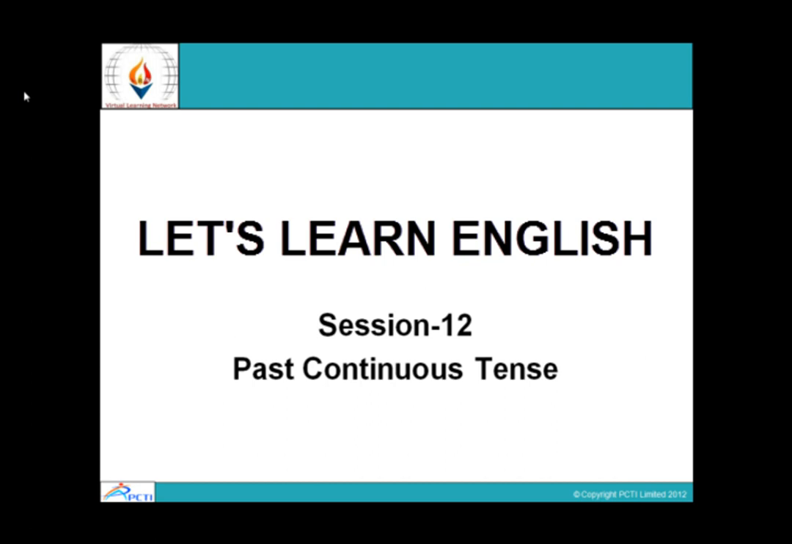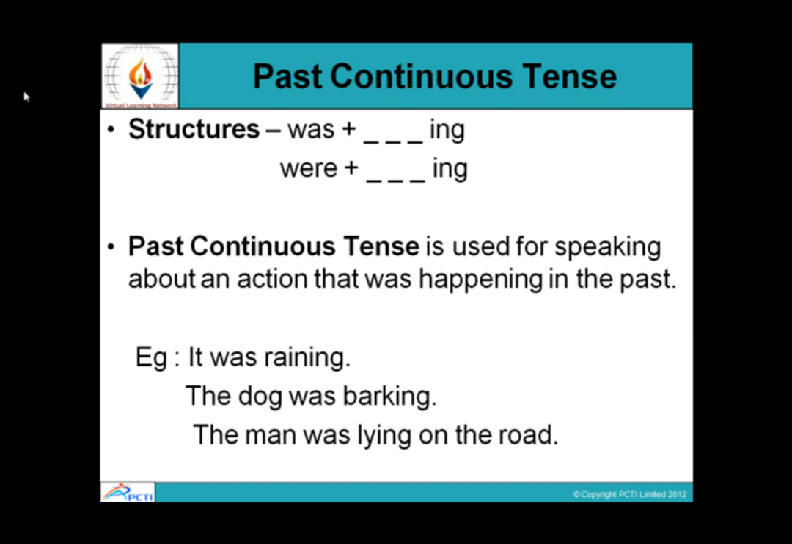This is session number 12, Past Continuous Tense of Let's Learn English. The structures used in past continuous tense are was plus verb-ing, were plus verb-ing. Past continuous tense is used for speaking about an action that was happening in the past. The action was in progress but in the past. Okay?